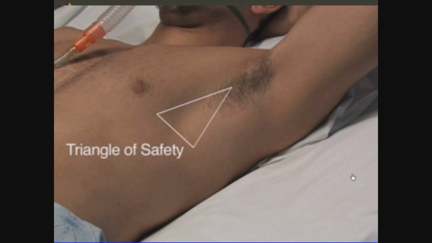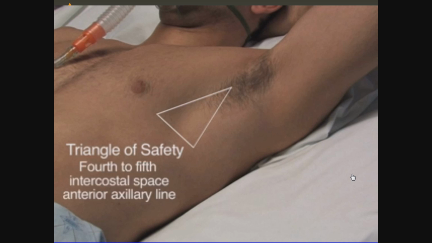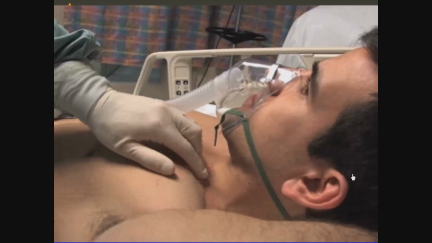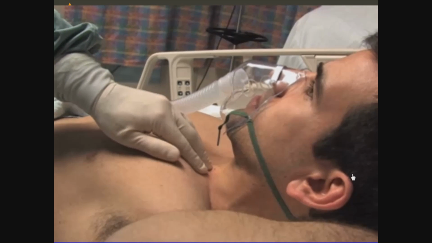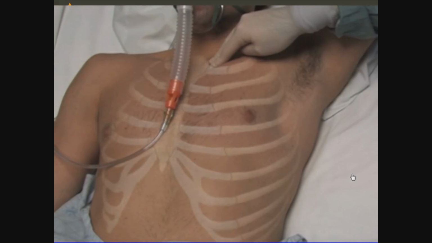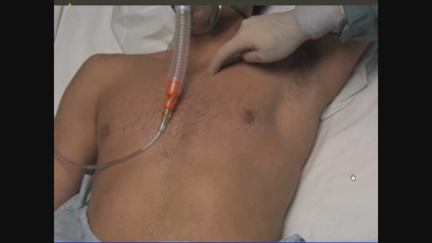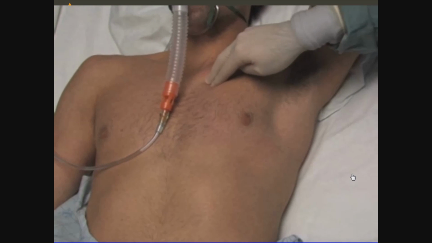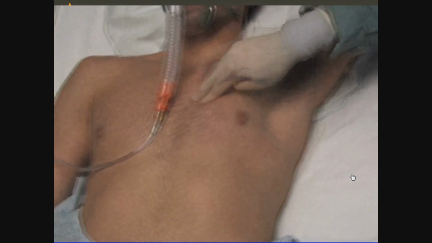To help with landmarking, remember that the triangle of safety should approximately lie between the fourth and fifth intercostal space and the anterior axillary line. Start your landmarking by localizing the clavicle. Next, count the rib numbers as your fingers traverse down the anterior chest wall.